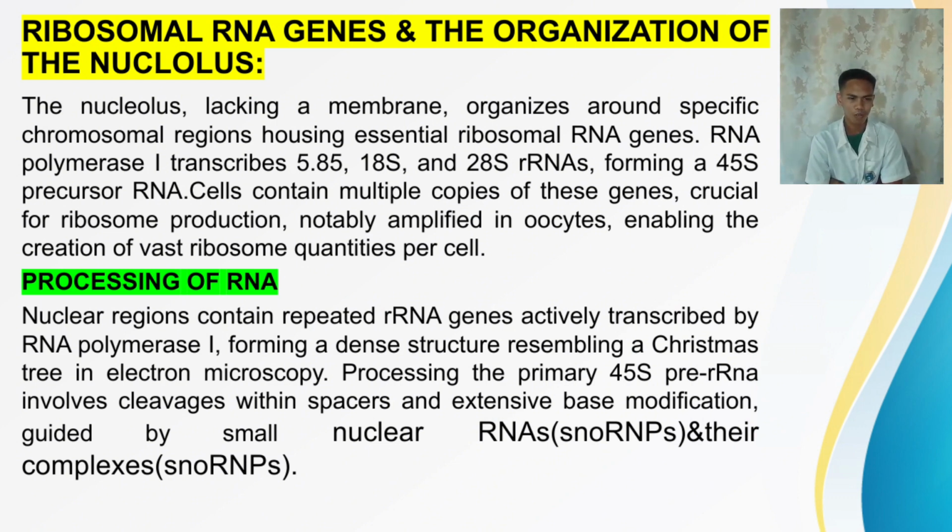In addition, under microscopy, processing of the primary 45S pre-rRNA involves cleaving and separating specific parts, with extensive base modification guided by small nucleolar RNA, in RNP complexes called snoRNPs.